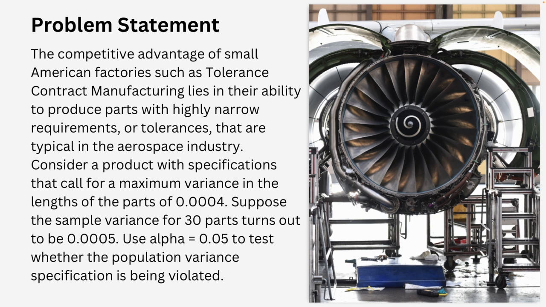Now, consider a product with specifications that call for a maximum variance in the length of the parts of 0.004. Suppose the sample variance for 30 parts turns out to be 0.005. We're given alpha as 0.05 to test whether the population variance specification is being violated. In some seconds we'll transition into R and try to solve this problem. So let's solve it. Let's get to work.